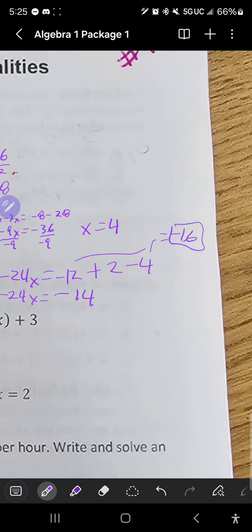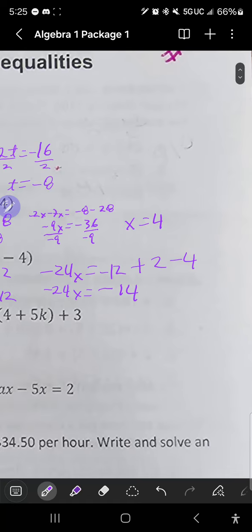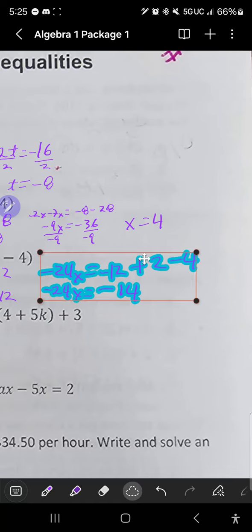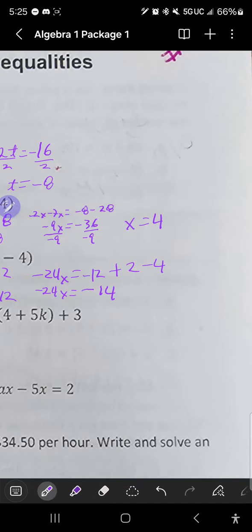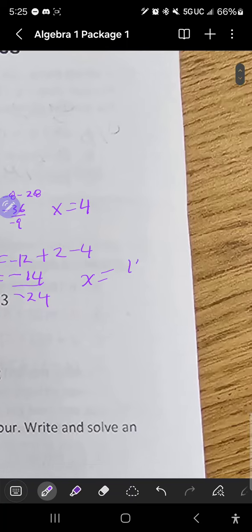Since the 16 is greater than 2, we're going to keep the sign of the 16. Now we have negative 24x equals negative 14. We're going to divide each side by negative 24. X is going to be positive, since they have the same sign, so our result is going to be positive 14 over 24.